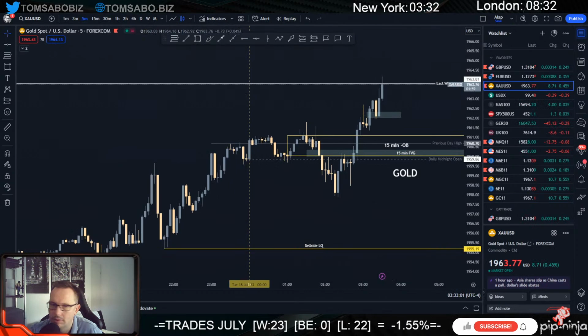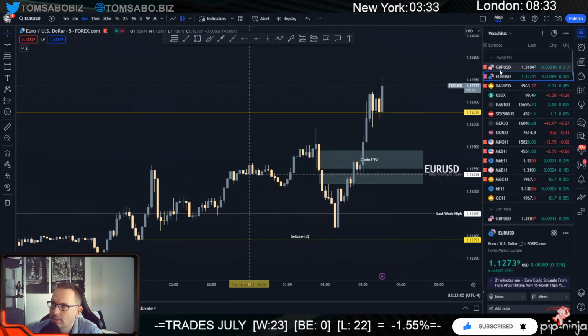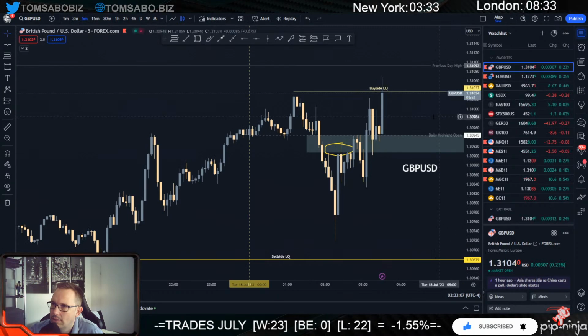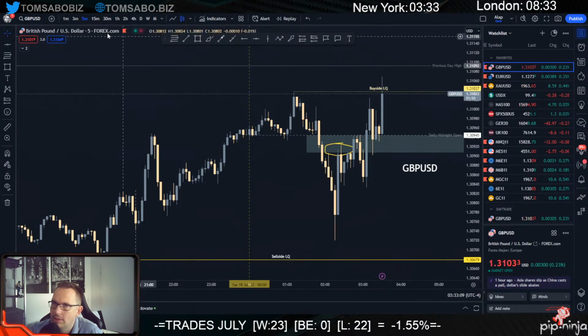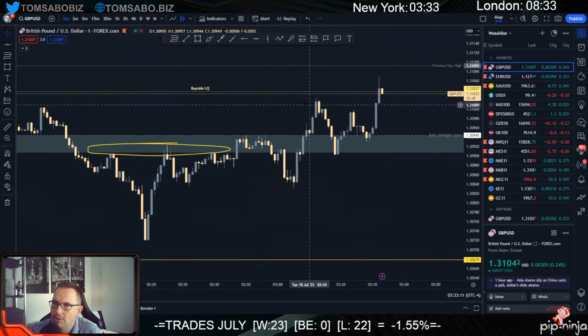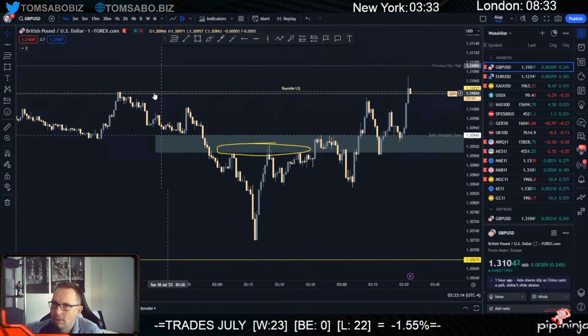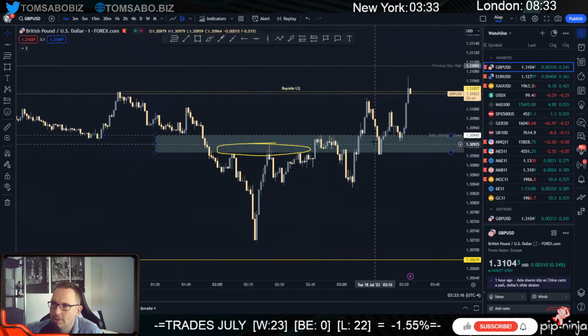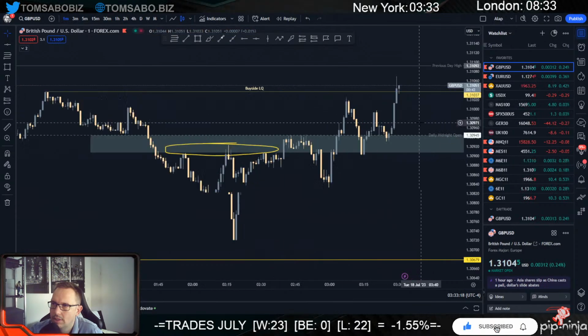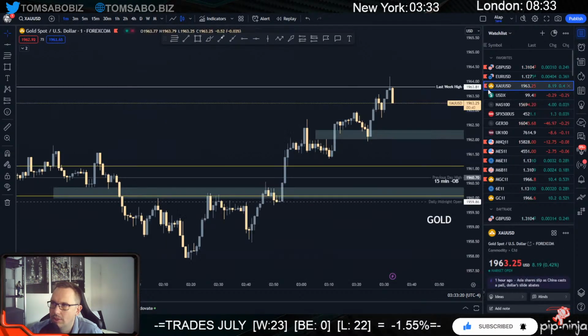Okay, look at that. The gold beautifully took out last week high on Forex. Pound took out buy side liquidity. So if you were up to the silver bullet, then you know these targets could have worked out for you quite nicely.